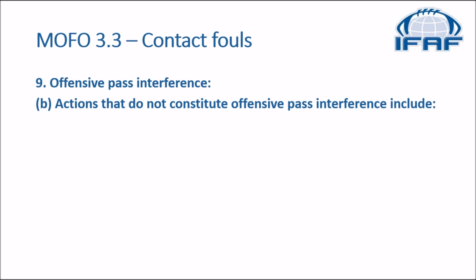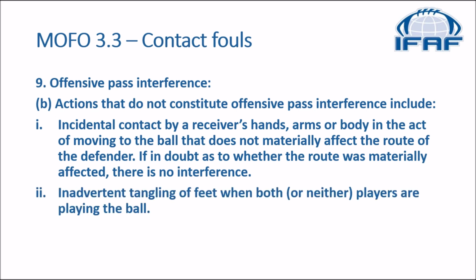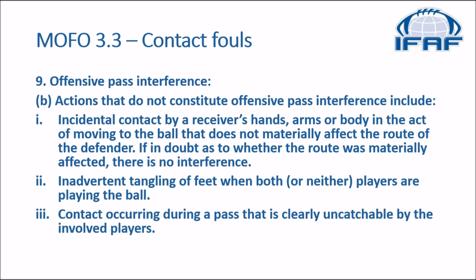B. Actions that do not constitute offensive pass interference include 1. Incidental contact by a receiver's hands, arms, or body in the act of moving to the ball that does not materially affect the route of the defender. If in doubt as to whether the route was materially affected, there is no pass interference. 2. Inadvertent tangling of feet when both or neither players are playing the ball. 3. Contact occurring during a pass that is clearly uncatchable by the involved players.